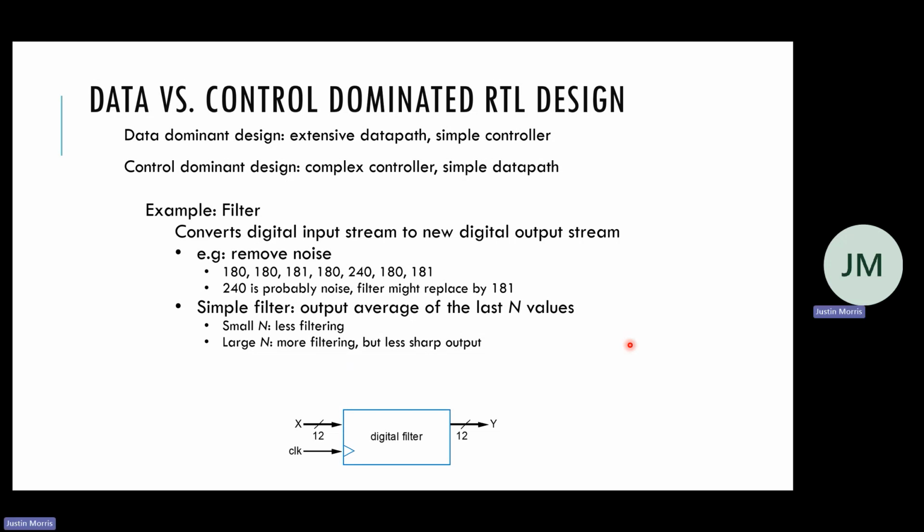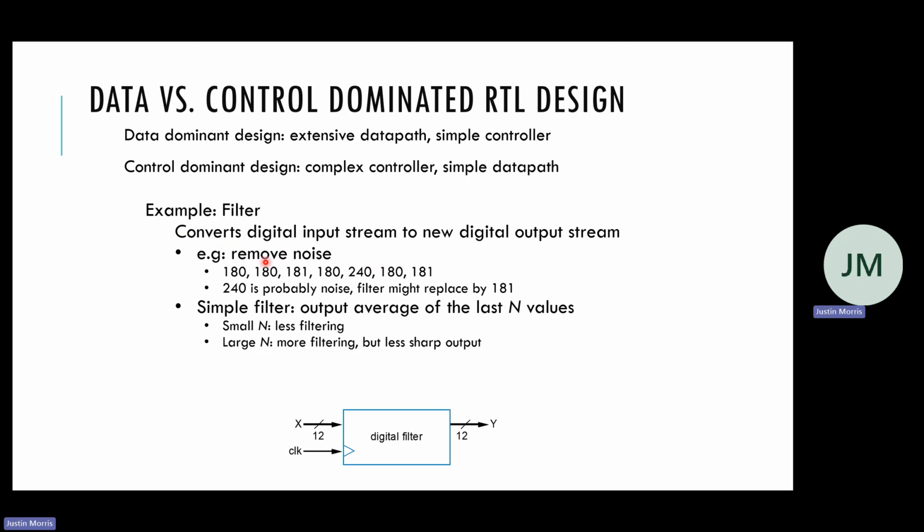So what do we think our memory lab is? Data dominant or control dominant? Data dominant. Yeah, it's data dominant. The control is relatively simple, right? It's just four states. But the data path, I have those registers. I have to calculate the average. I need to increment my read address, write address. It's more data dominant.